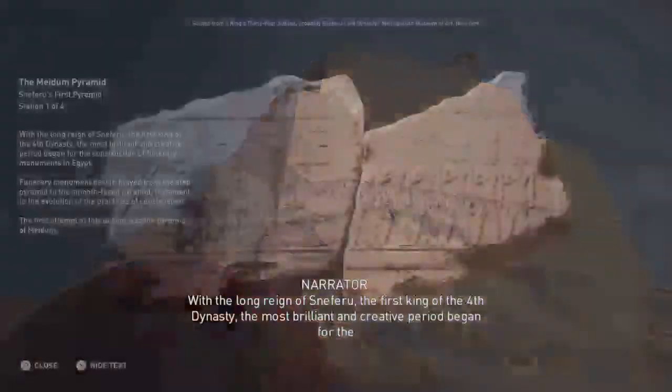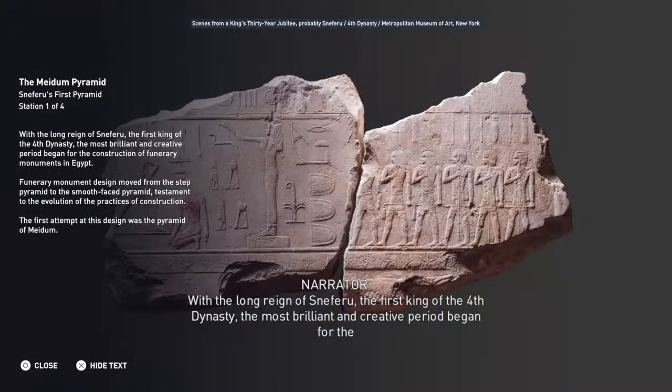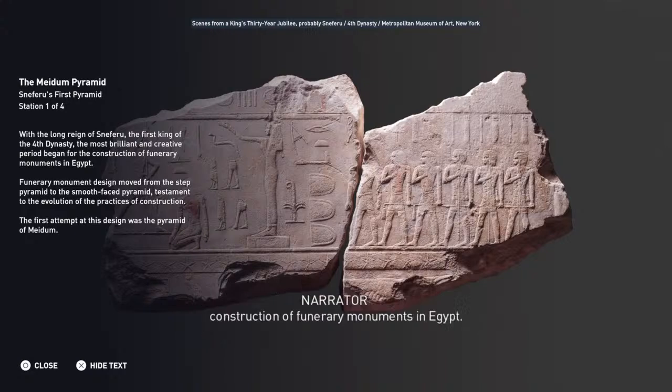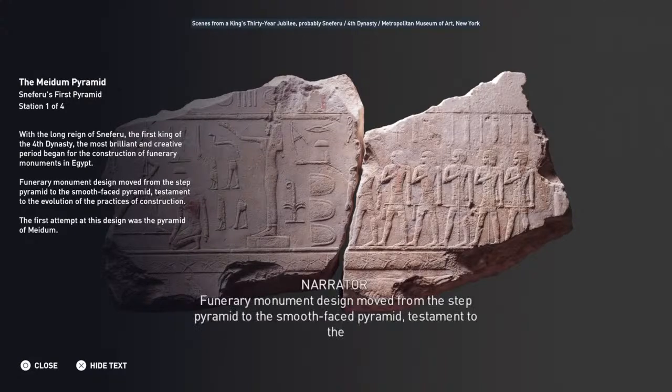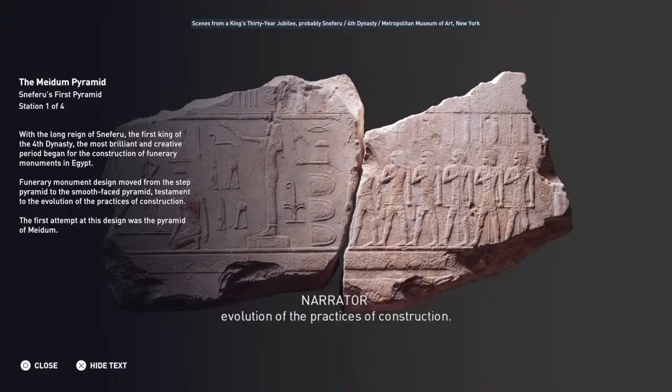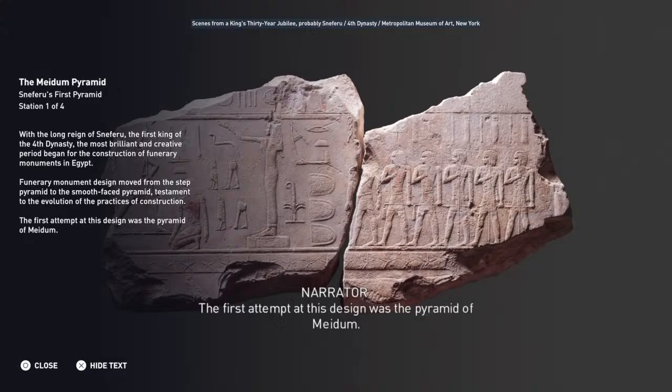With the long reign of Sneferu, the first king of the 4th dynasty, the most brilliant and creative period began for the construction of funerary monuments in Egypt. Funerary monument design moved from the step pyramid to the smooth-faced pyramid, testament to the evolution of the practices of construction. The first attempt at this design was the Pyramid of Meidum.